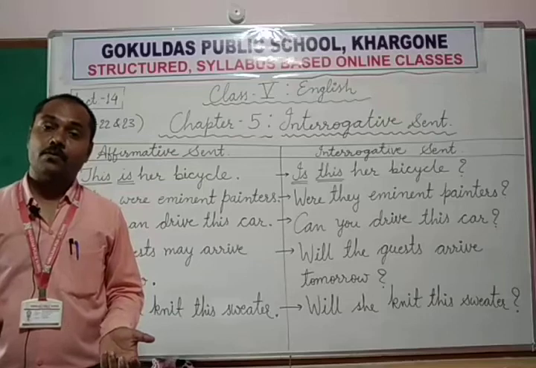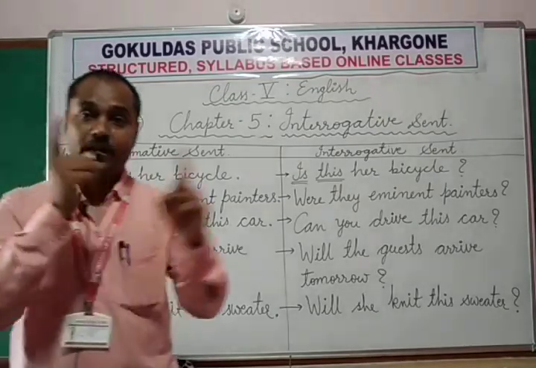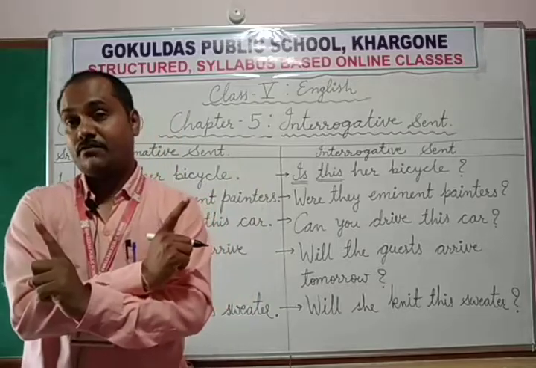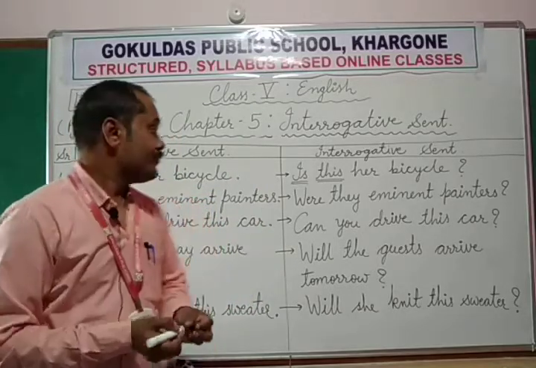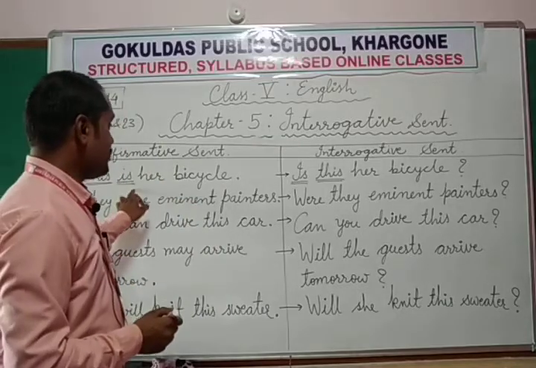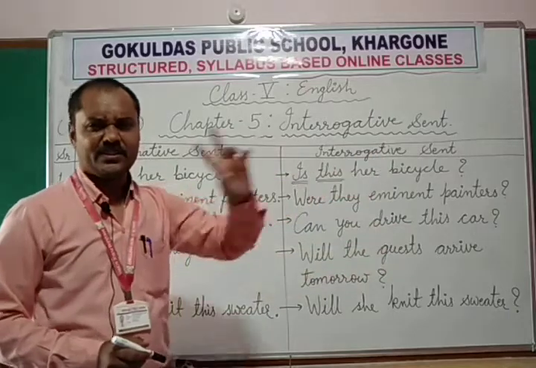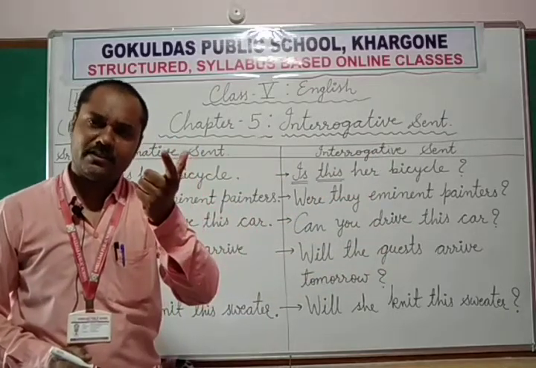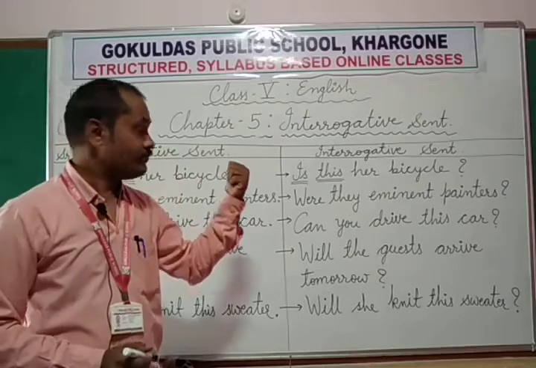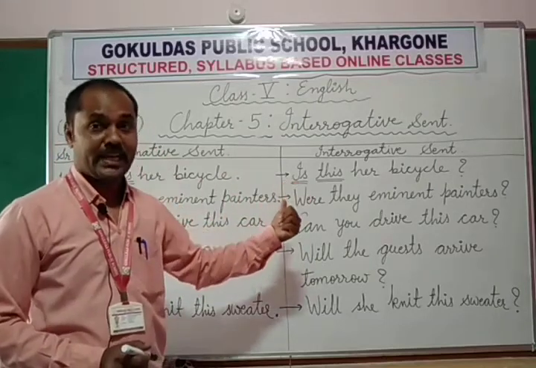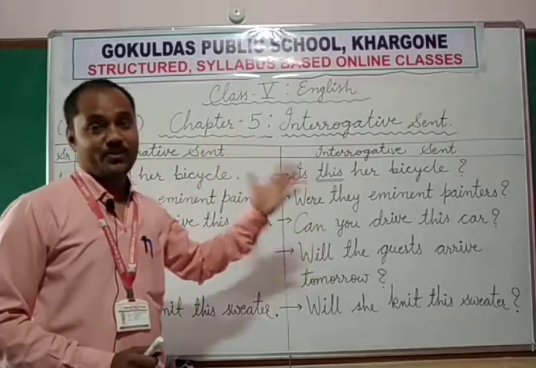Simple. This is and is this. Simple. To make questions, we have to exchange the places of the subject and helping verb. Okay, that is simple. Is this her bicycle? Now a simple change in the place of the subject and helping verb decides whether it is an affirmative sentence or an interrogative sentence.